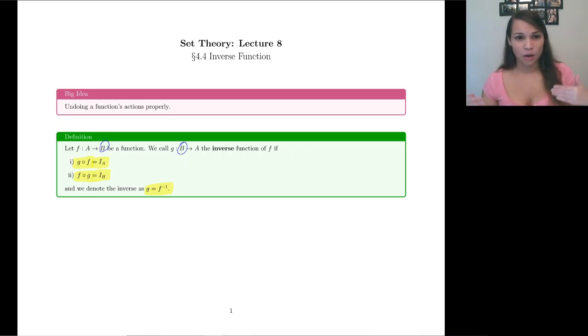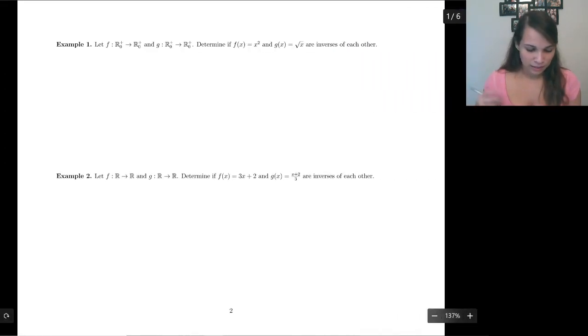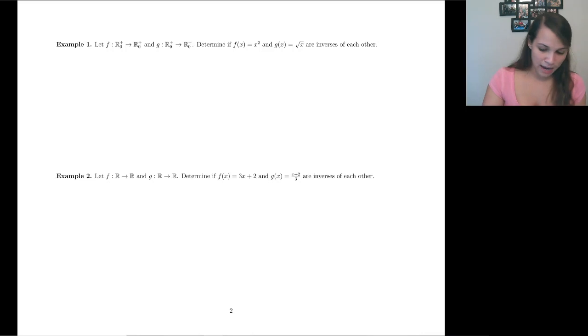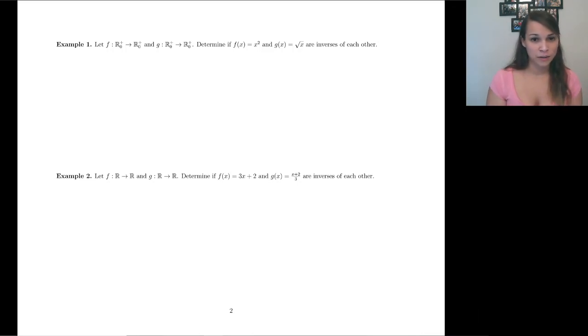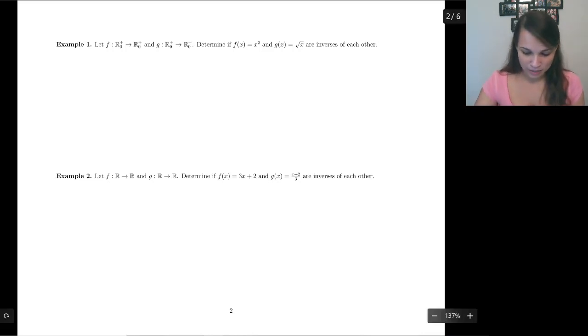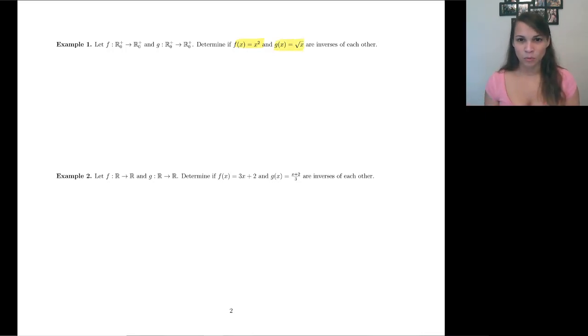Using this definition, we can prove whether or not things are going to be inverses of each other, and it's going to look very familiar. Let's take it for a run. Let's say that we have f going from the positives including 0 to the positives including 0. So does g. We have f of x is x squared and g of x is the square root of x, and we want to prove that these are inverses of each other now that we have the correct domains and ranges.